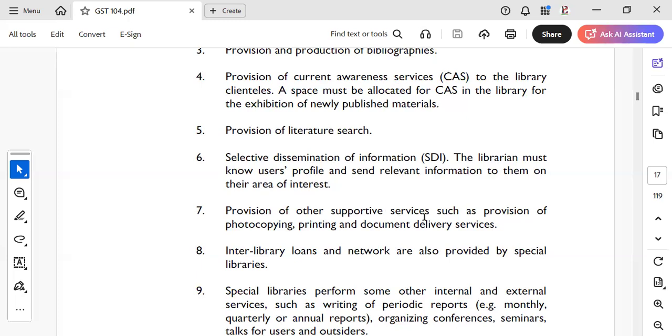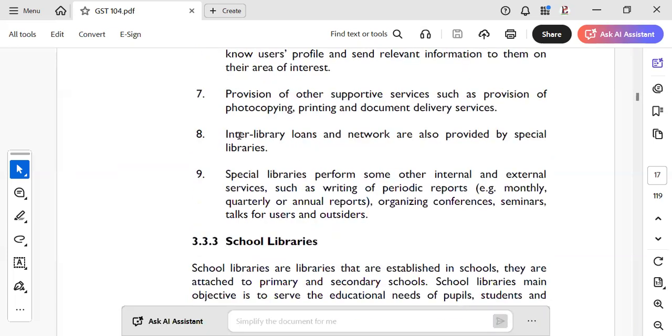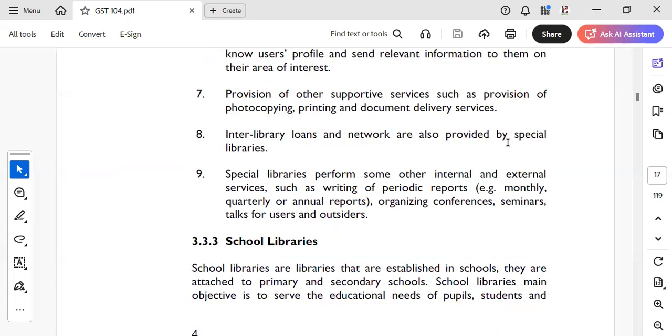Now, provision of other supportive services, such as photocopying, printing, and document delivery services. That is like a business center there. Now, interlibrary loans and networks are also provided by special libraries. What it means is that if you are in our library and you are doing, let's say, medical research, but a part of your research needs a book on agriculture, we, the medical research library, need to write to the agriculture library to lend us that book. So the book will come from them to us, then we provide it to you, the researcher or the student that needs it. So that is interlibrary loans and networks.